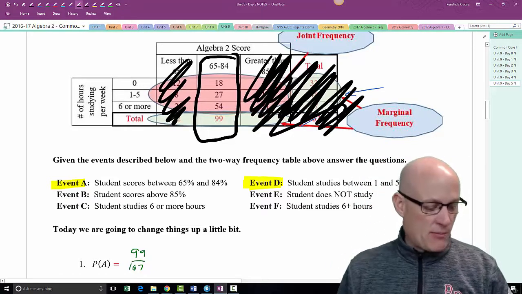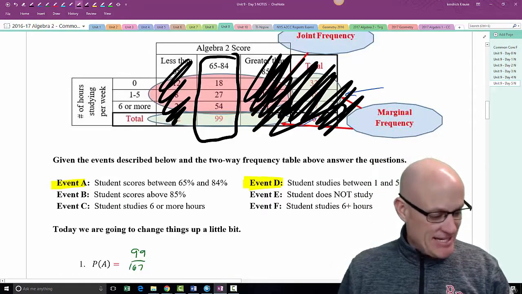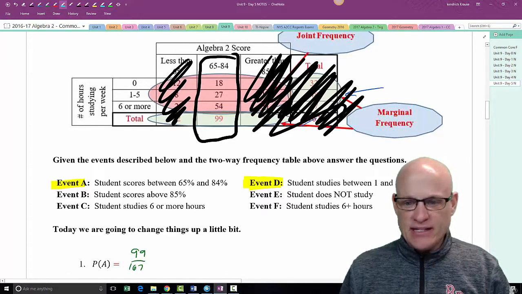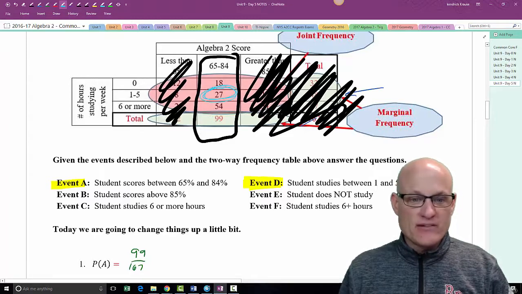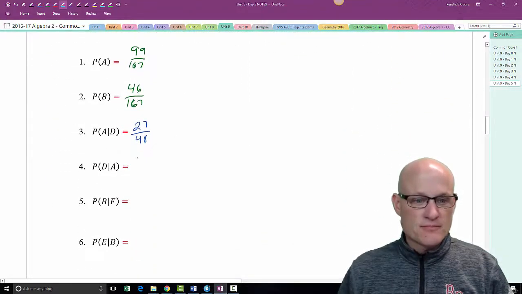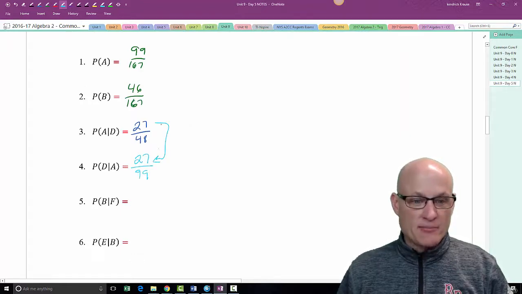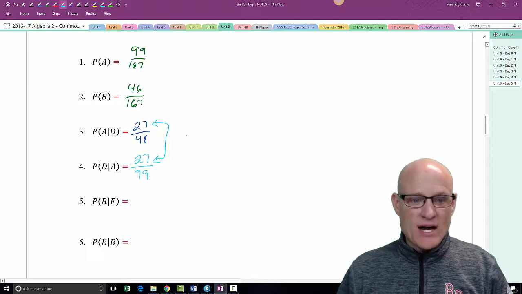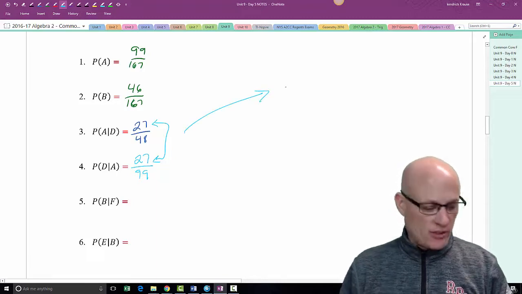Well, then what is the probability of D given A? Well, what's D? D is between 1 and 5 hours, so this would be 27 out of a total of 99. Now, while the numerator is the same, the denominator is not. Now, why is that true? Let's investigate that really quickly.